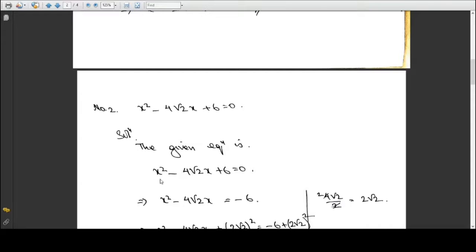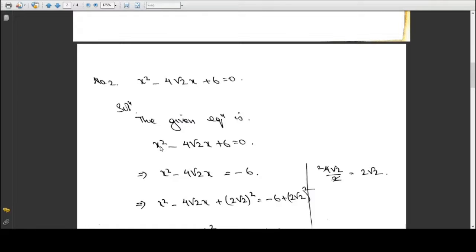The given equation here is x squared minus 4 root 2 x plus 6 equals 0. Since the coefficient of x squared is 1, we don't have to do anything here. You just transpose the 6 to the right side, which is minus 6. Now look for half of the coefficient of x. The coefficient of x is 4 root 2. Half of that, divide by 2, you will get 2 root 2. And this square of 2 root 2 should be added to the left and to the right side. Here x squared minus 4 root 2 x, this is added to the left, minus 6, and (2 root 2) squared is added to the right side.